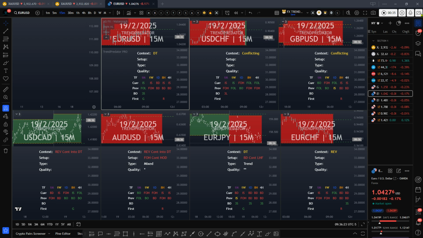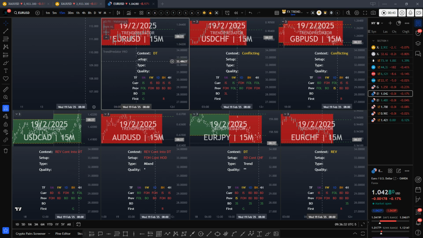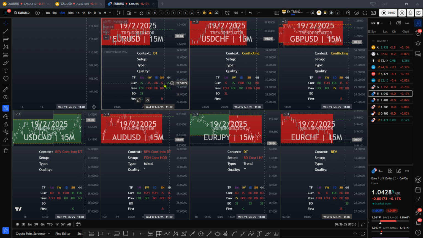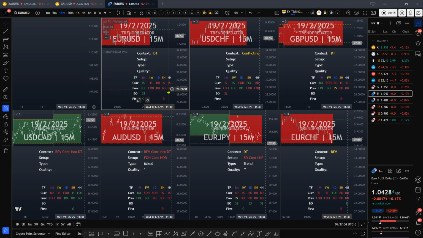But nonetheless, the euro and pound are shown by the TrendPredator indicator as follows. So the euro is in a downtrend. As you can see, we've got a very bearish constellation of time frames apart from the monthly chart. The monthly chart is bullish, but we're currently somewhat bearish on the other time frames, such as the weekly, the daily, the 8 hour, and we're toggling between bullish and bearish on the 4 hour chart.